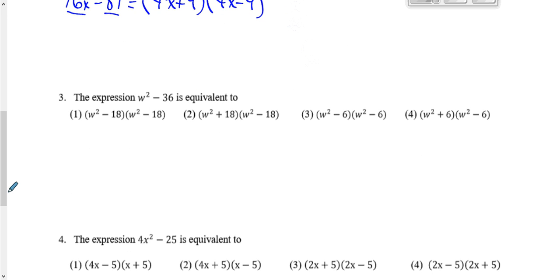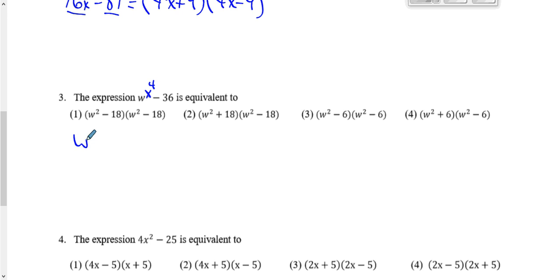Okay. Now, number 3, there's a typo. I was so confused. There is a typo in number 3. You see where it says w squared here? That should be w to the 4th. Hence the reason I gave you that note. All right? Well, hold tight then.